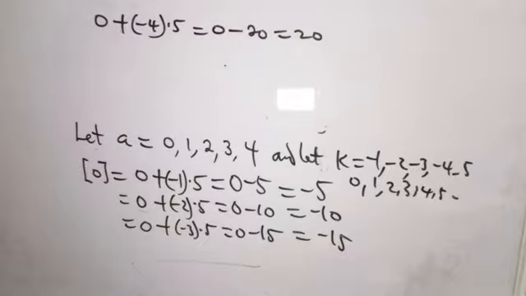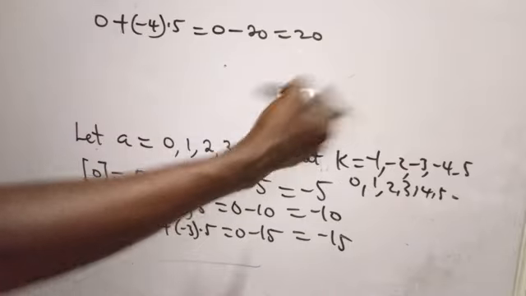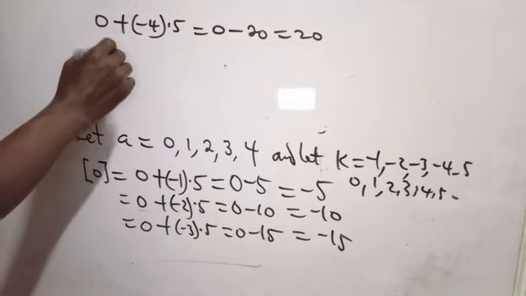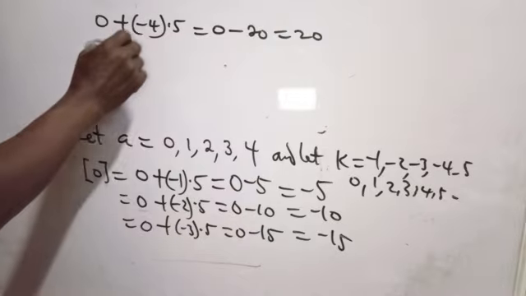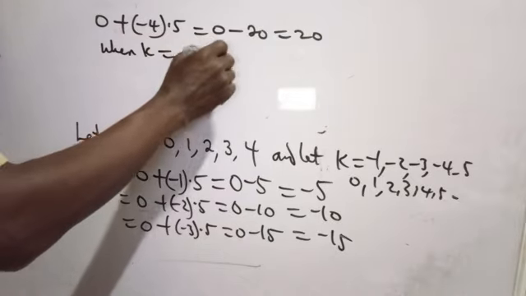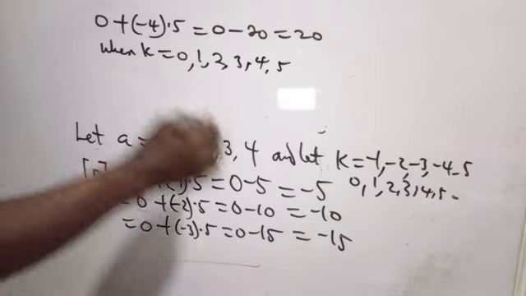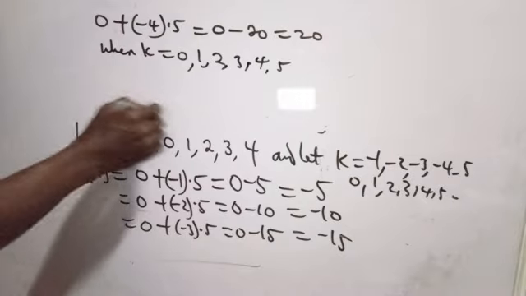Okay, let's check. Let's see now when k is 0 and so on and so forth. So we have, when k is 0, 1, 2, 3, and so on. It can be 5, and so on.